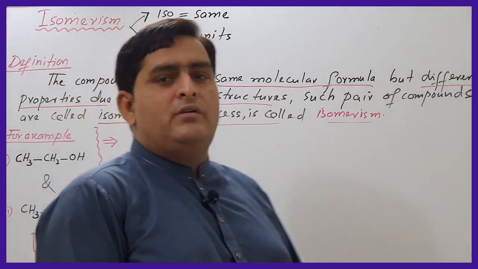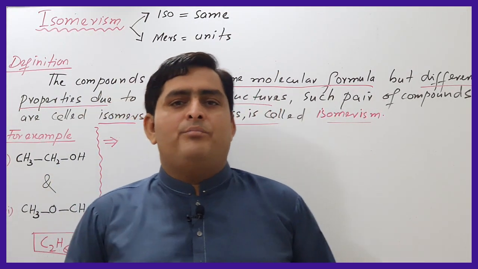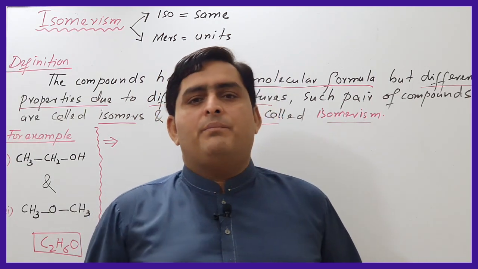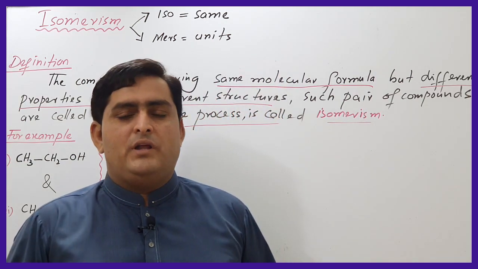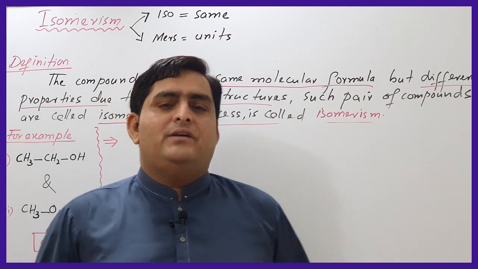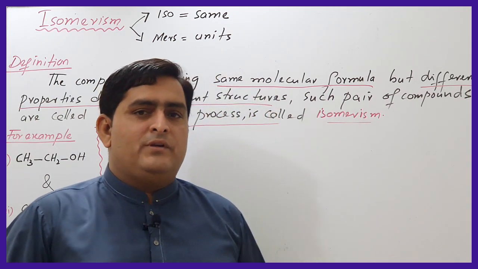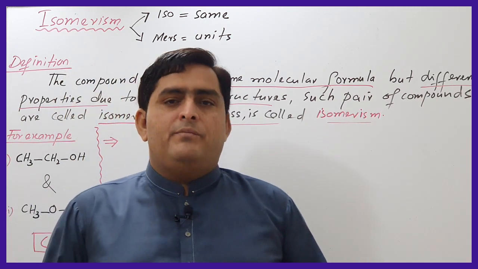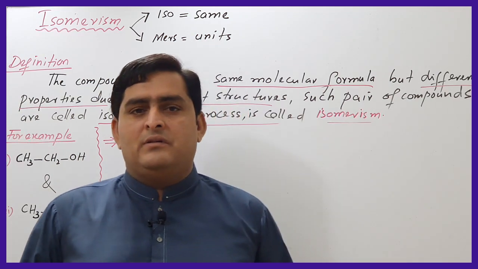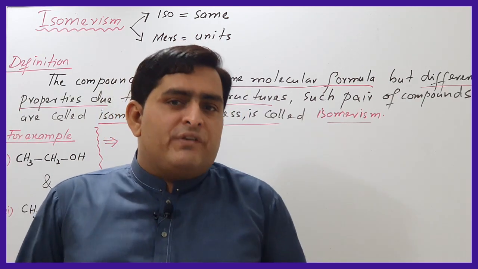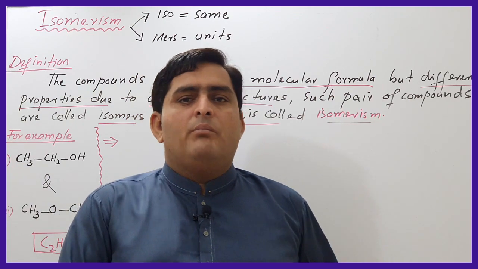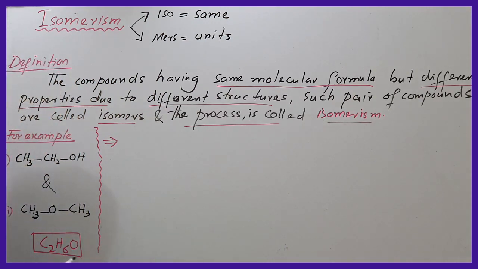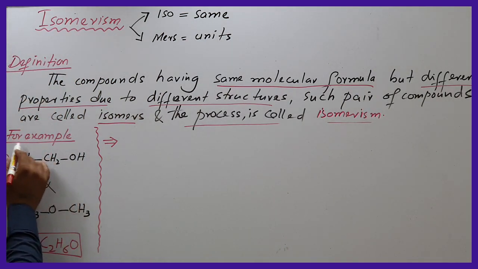So the concept is this, that there are several organic compounds which are represented by the same molecular formula but they differ in properties. So why are their properties different? Because their sequence of bonding, their arrangement of atoms, their arrangement in space is not the same. That is why they differ in properties. So isomerism is a process in which two different compounds have the same molecular formula but different properties due to different structures.